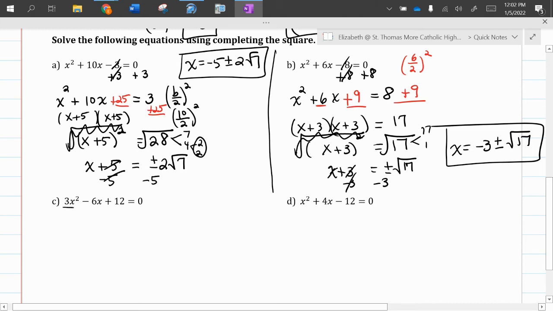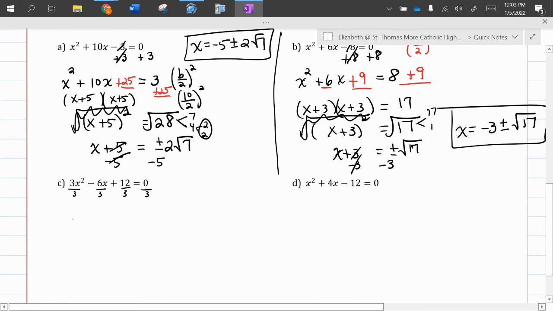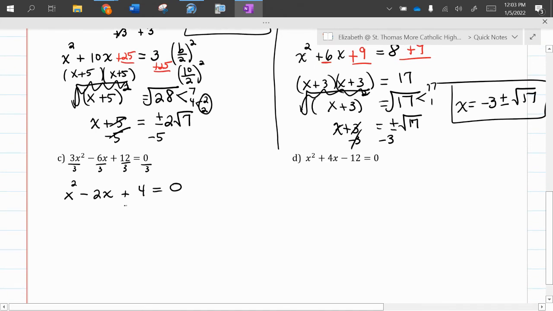So the first thing I'm going to do is divide everything by 3. So let's see, I get x squared minus 6 divided by 3 is 2, so 2x plus 12 divided by 3 is 4. Okay, now we're ready to solve the equation. So the first step is to subtract 4 from both sides. We're going to move that 4 to the other side. So x squared minus 2x, leave a space, equals negative 4.